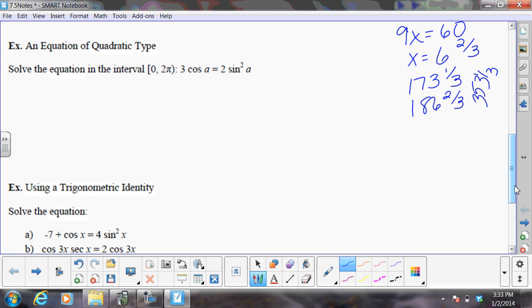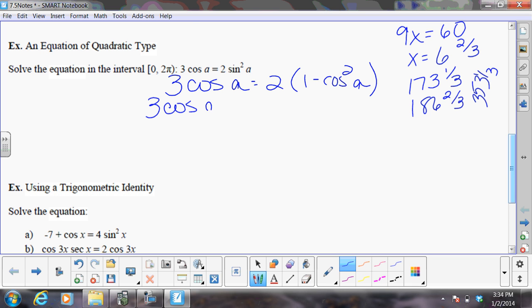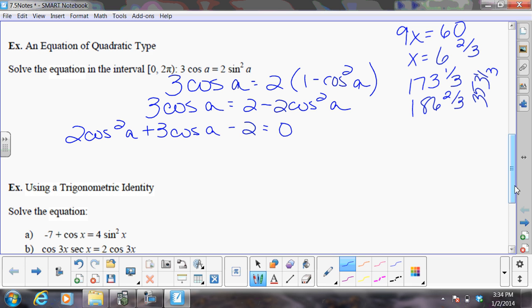Here we have 2 different functions. You can't solve with 2 different functions. So we have to get it so it's the same function. We have a cosine and a sine. I could change sine squared so it's cosine squared. And then I'm going to distribute my 2 in. Then it starts looking like a quadratic. So move everything over to the left. And indeed, it is a quadratic, so I'm going to double bubble.